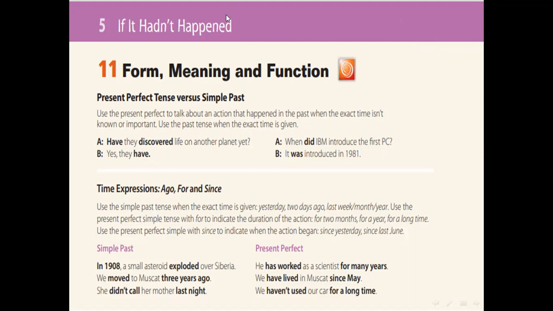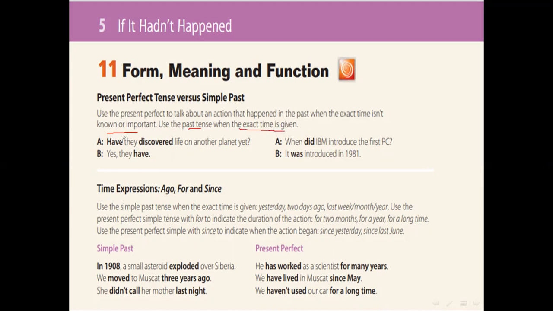At first, let's start with present perfect tense and simple past. Use the present perfect to talk about an action that happened in the past when the exact time isn't known or isn't important. But we use past tense when the exact time is given.